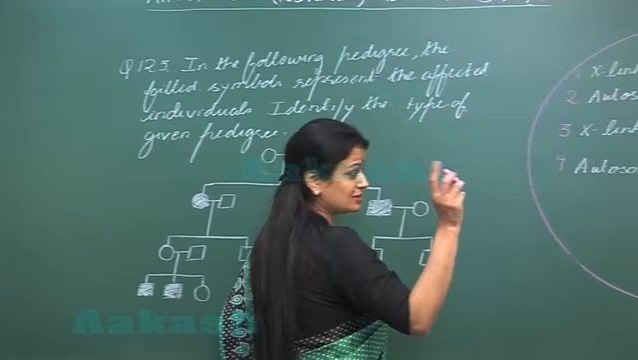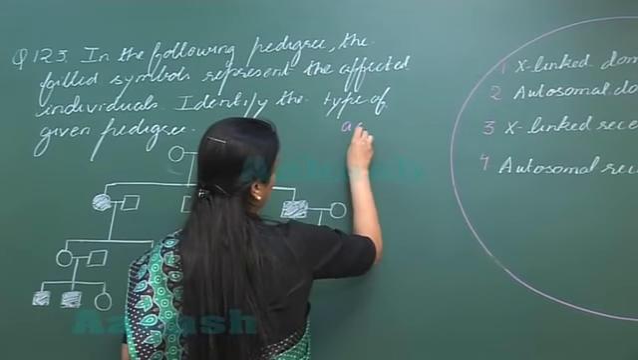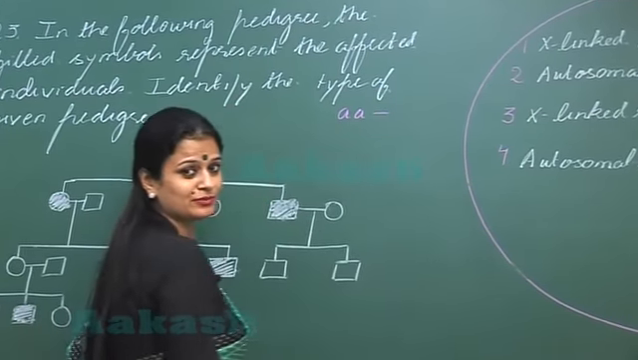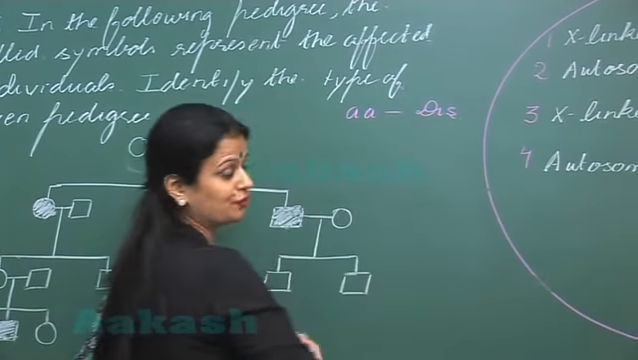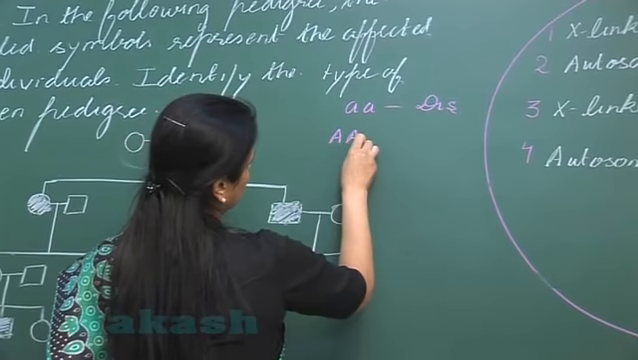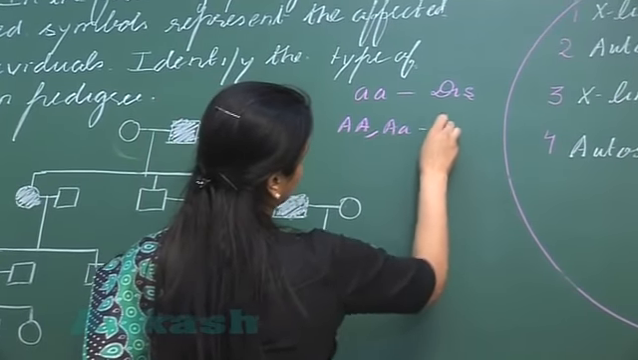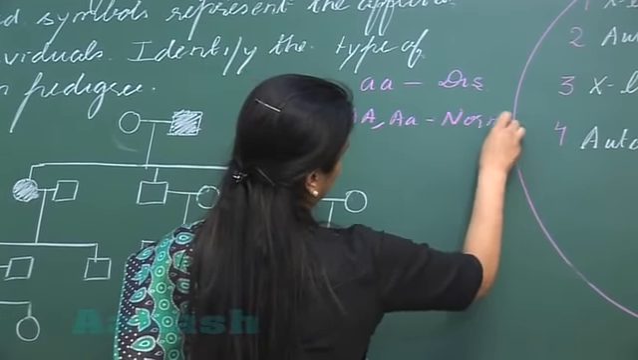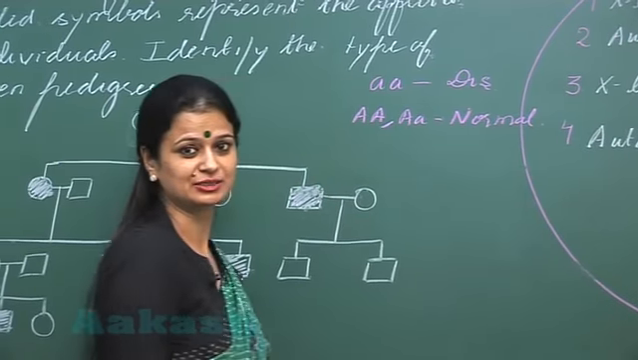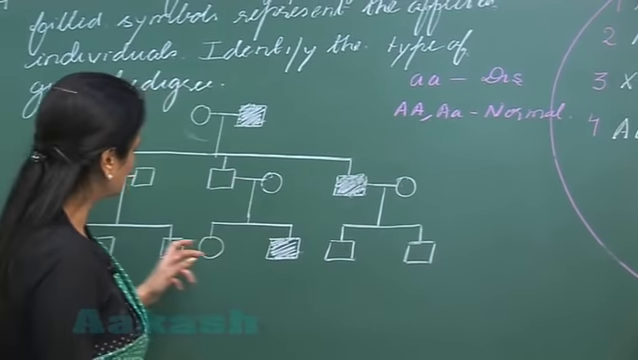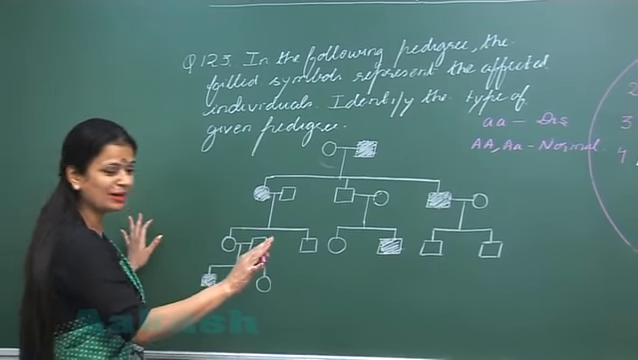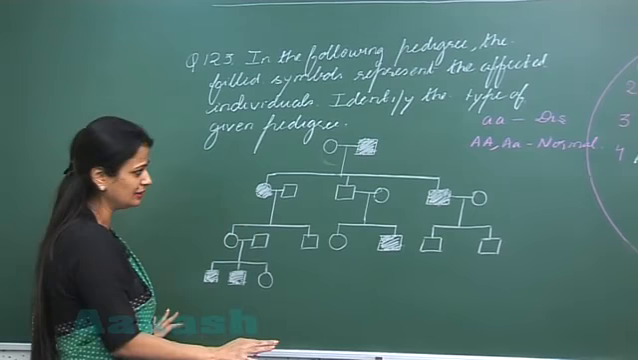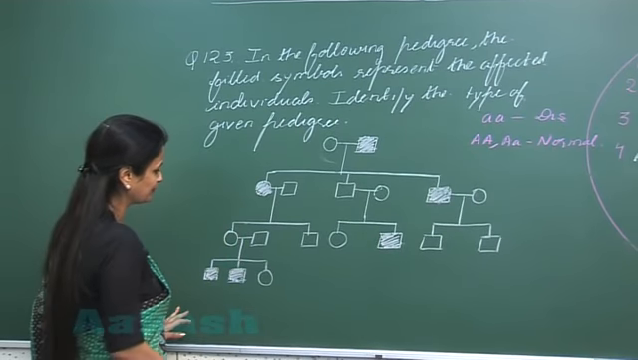So if the disease is autosomal recessive, it means this condition, homozygous recessive, is diseased, fine. Homozygous dominant and heterozygous are the normal condition, fine. So now we can find the genotype of all the members in this pedigree, in this family tree.